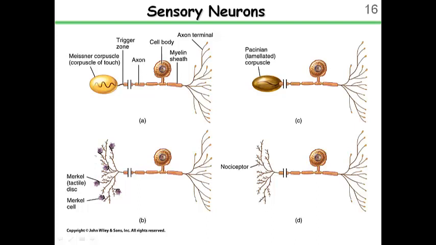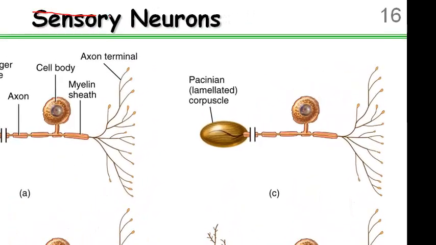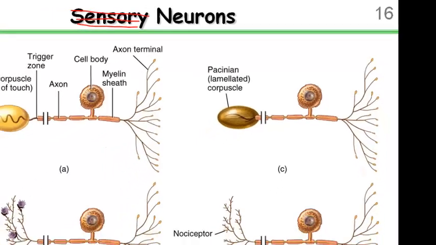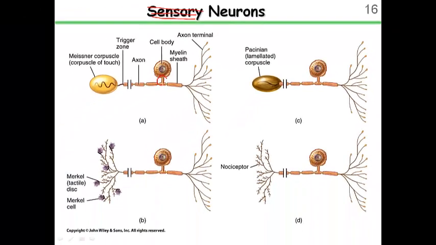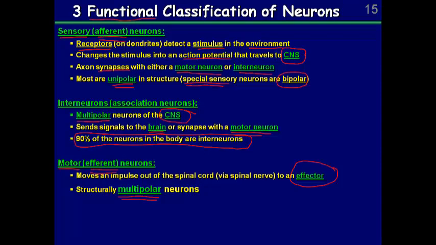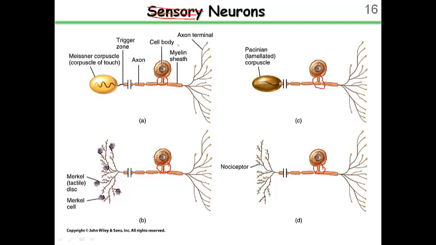This just shows some examples. So if I were to ask you, and let's say we covered this up, and I asked you what kind of neurons these are, structurally we would say unipolar, unipolar, unipolar, and unipolar. Functionally, they are sensory neurons. Oops, sorry about that. So these are types of sensory neurons. They're all found in the skin.